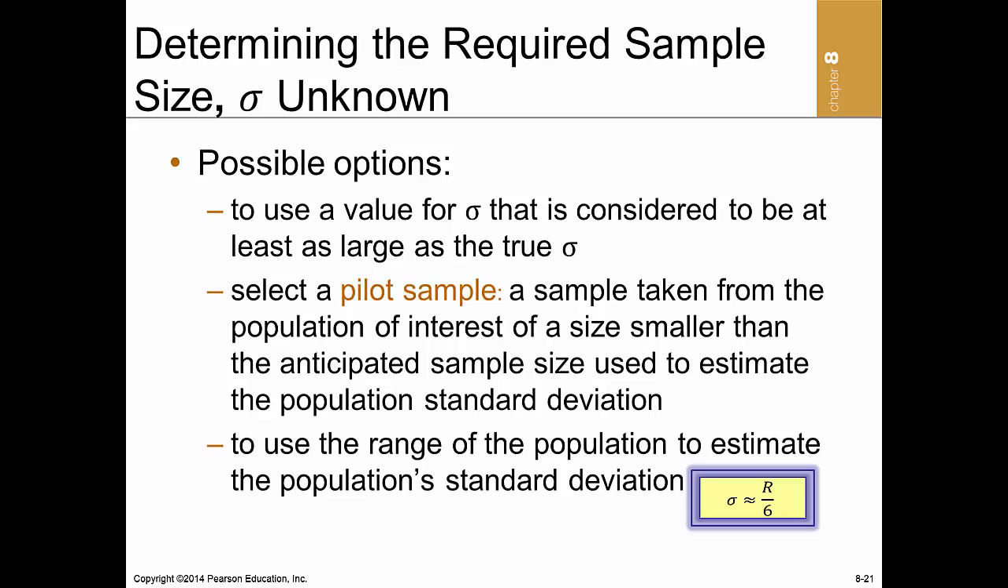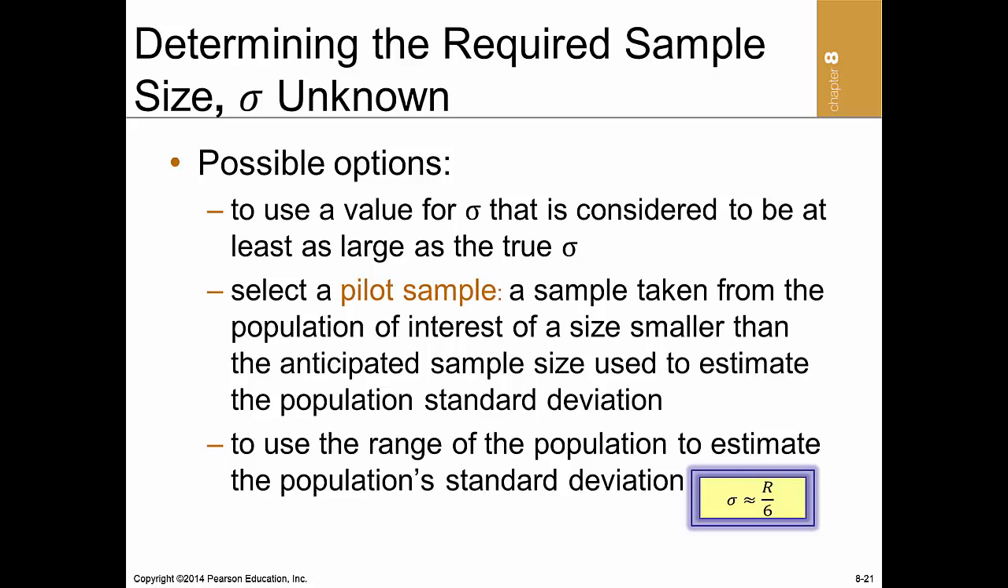Now, that equation assumes you know the population standard deviation. This may be the case in some situations. Most likely we won't know the population standard deviation. So to get around this problem, we have three approaches. One is to use a value for sigma that is considered to be at least as large as the true sigma. This is to provide a conservatively large sample size. The second option is to select a pilot sample, or a sample from a population that is used explicitly to estimate sigma. And the third option is to use a range of the population to estimate the population standard deviation.